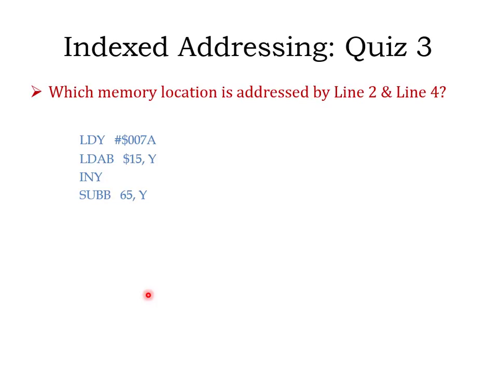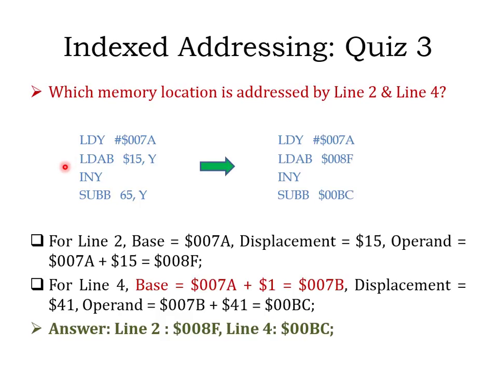Okay, now let's look at an example. It's a little bit more extended example. I have 4 lines here. If somebody gives you these 4 lines and asks, which memory location is addressed by line 2 and line 4? Again, we'll go by the same formula: the base address plus displacement. That will be the memory location address. So you can always convert it back like this. Let's say 007A. For line 2, the base is 007A, and the displacement is $15. I just add them. It's a very straight one.